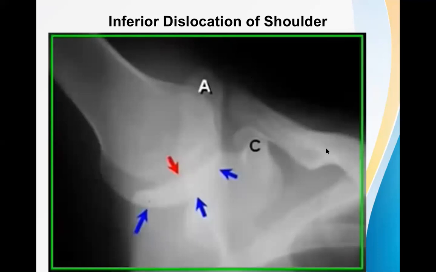Now, all of you, please focus on this X-ray. This is a better one than before. This is the inferior dislocation of the shoulder. Now look at the position, very typical. Okay, the distal part of the humerus is upward. This is the head of the humerus, which is going downward. Okay, this A is for acromion process. C is for coracoid process. Okay, so this is the humeral head. Inferior dislocation of the shoulder.